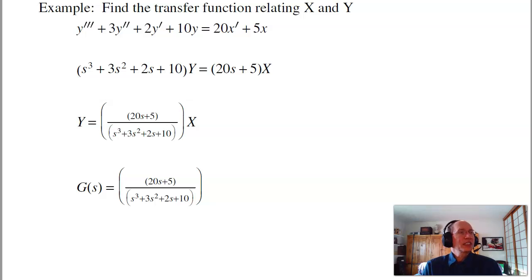Again, as an example, suppose I have this differential equation. The transfer function comes from just substituting. S means derivative, so that's 3 derivatives, 2 derivatives, 1 derivative. Factor out the y, solve. Here's the relationship between x and y in transfer function form. Or the transfer function is just 20s plus 5 over s cubed plus 3s squared plus 2s plus 10.